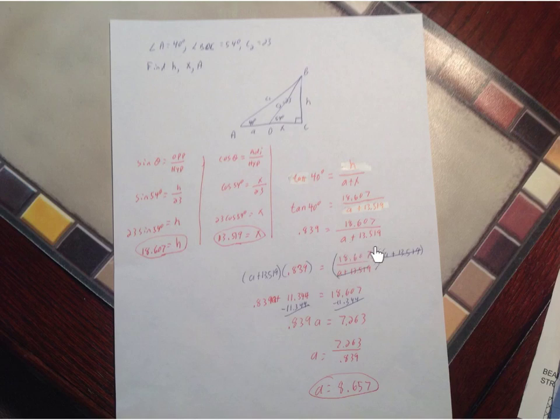Multiply each side by A plus 13.519. It cancels, leaving you just 18.607. I distribute over here and subtract 11.344 from each side. Then finally divide by 0.839. We get the final answer for A, which is 8.657, which is this part here. A plus X would be the whole side of this bigger triangle.